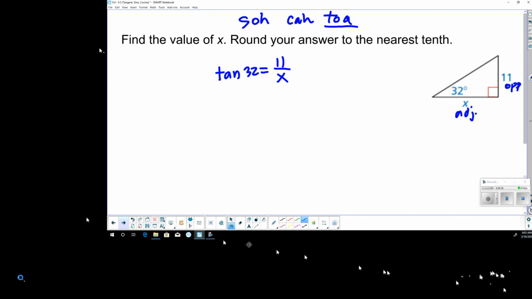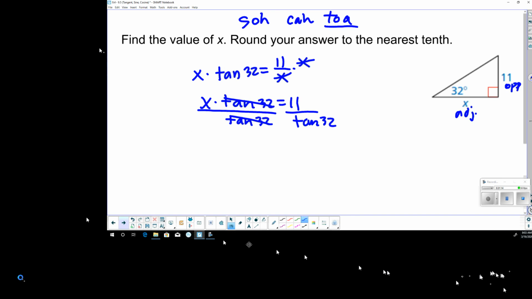Okay, so the tangent of 32, our calculator knows that, but this is a little bit trickier because the x is on the bottom of the fraction, so you need an extra step here. So I'm going to times by x to get it off the bottom of the fraction. That's 1. It goes away. So now I have x times the tangent of 32 equals 11. Divide by the tangent of 32. It reduces down. That's going to be my answer right there.